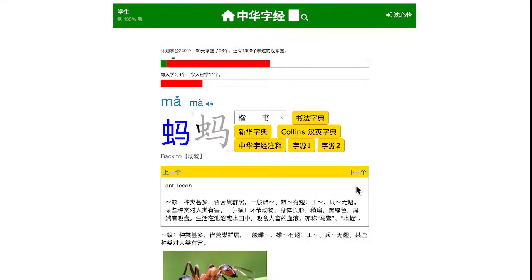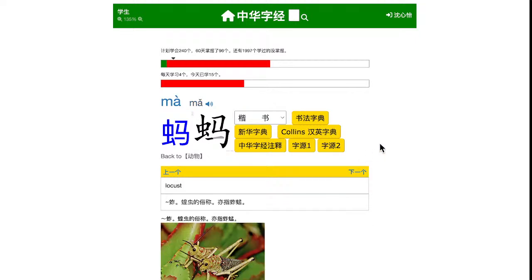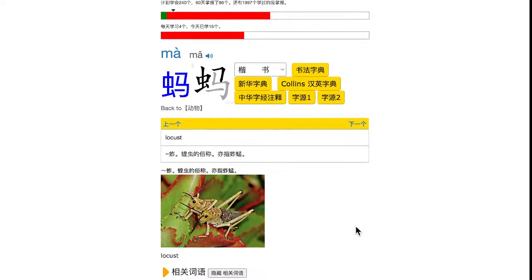And then this character has another pronunciation, mà. When you pronounce it as mà, it refers to locust, 蚂蚱. 蚂蚱, locust.